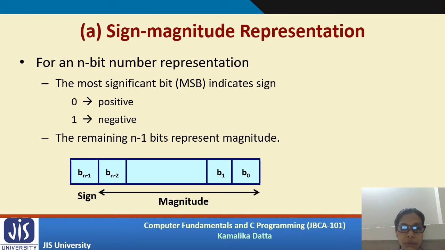So for sign magnitude representation, for an n-bit number representation, the most significant bit indicates the sign. If you have n-bit representation, one bit is fixed for sign. 0 means it is positive, 1 means it is negative. The remaining n minus 1 bits represent magnitude. So b0, b1 up till b(n-2) is basically the magnitude, and b(n-1) is the sign of that particular number.